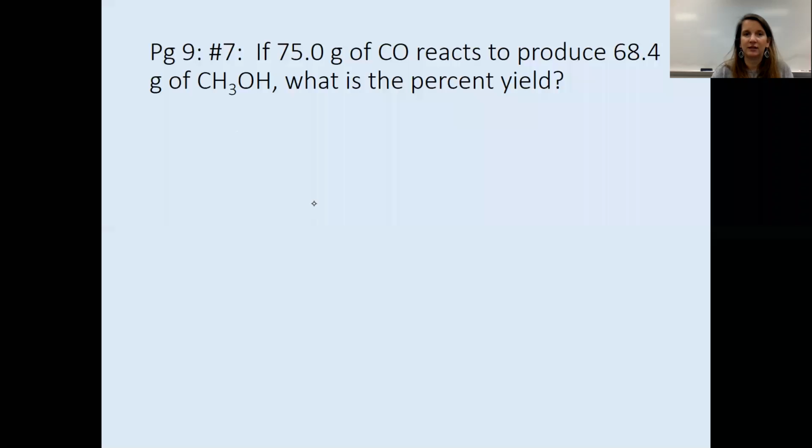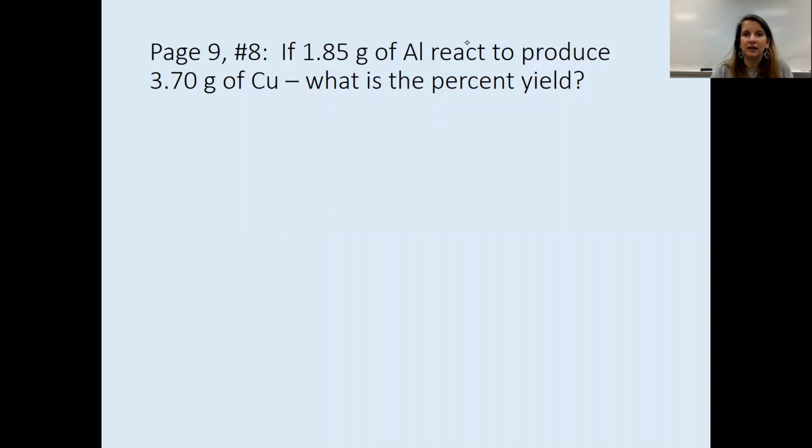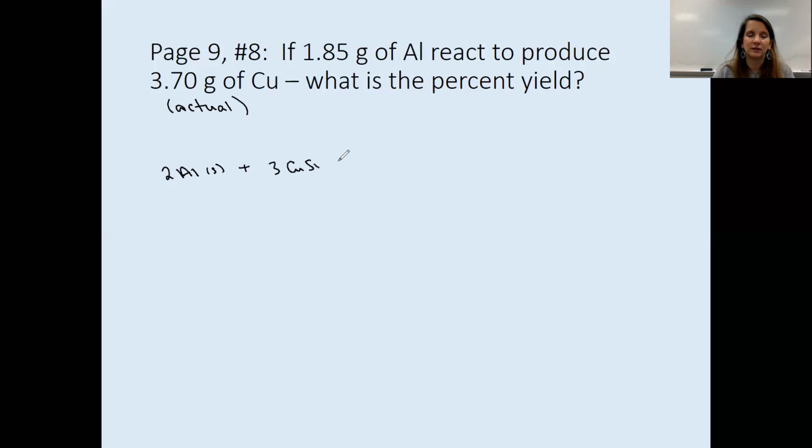So let's take a look at page 9, number 8. It tells us we have 1.85 grams of aluminum reacting to produce 3.7 grams of copper. Looking at this information, what would our actual yield be? Our actual yield is going to be the 3.7 grams of copper. So our equation is 2 moles of aluminum with 3 copper sulfates making 3 coppers and aluminum sulfate solution.